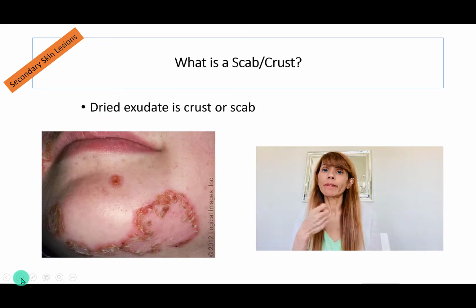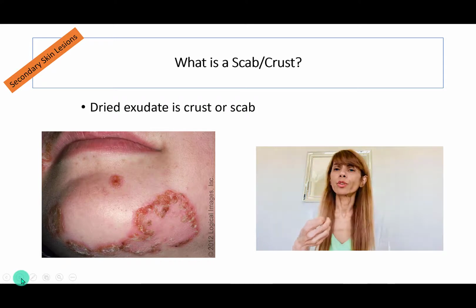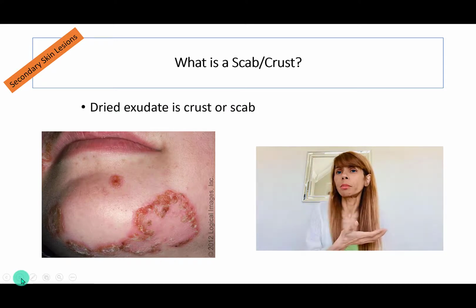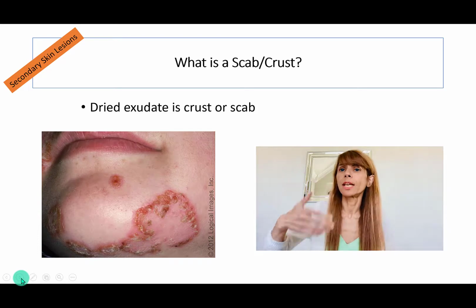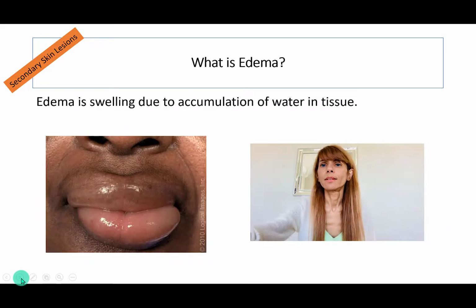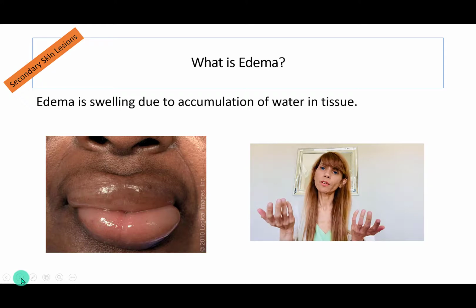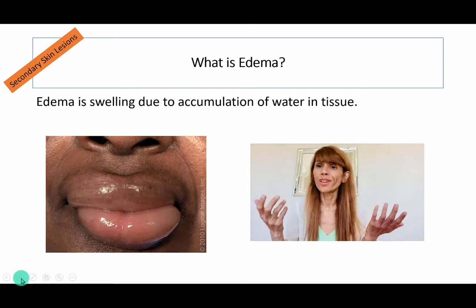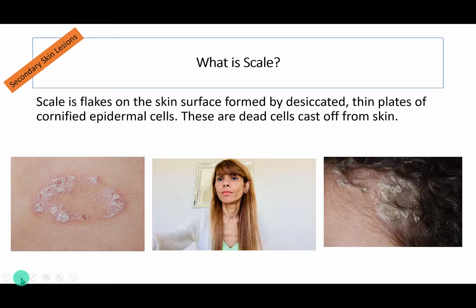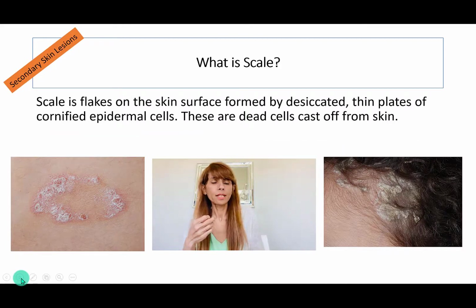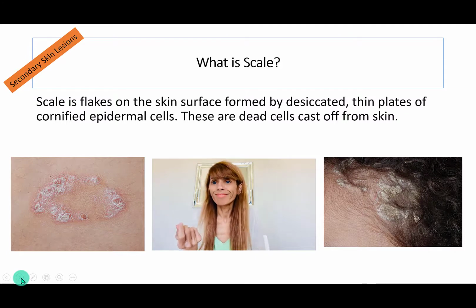So what is a scab or a crust? It's basically dried exudate that spreads into the superficial layer of the skin, and it's usually a part of the healing process. So you see a scab, you know that something happened to the skin earlier and now it is just healing. What is edema? Edema is just swelling of the superficial layer of the skin because of water exudation in that area. Water where it should not be. What is a scale? Scale is basically just small epidermal cells that accumulate on the top surface of the skin, and they look scaly.